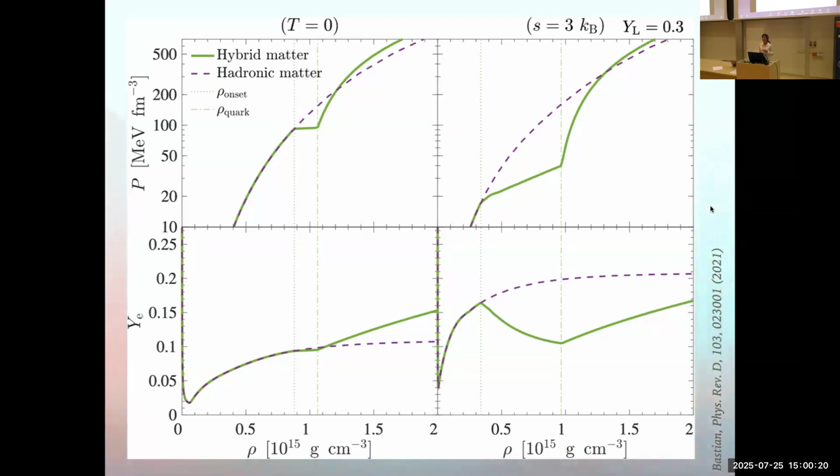But one has to take into account that with the temperature effect, the onset density goes to even lower values. The one at T equals 0 is around 1 times 10 to the 15, and now here it is less than 0.4 times 10 to the 15. So it comes to lower values due to the temperature effects.